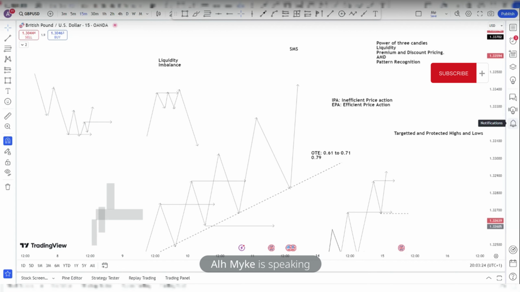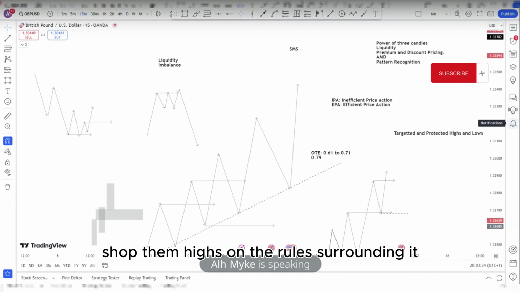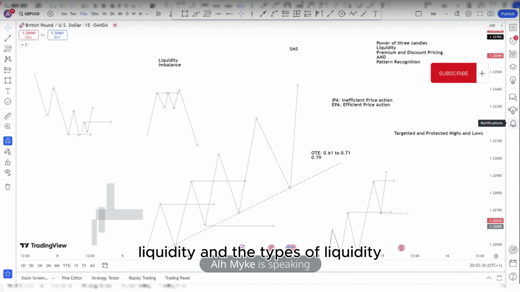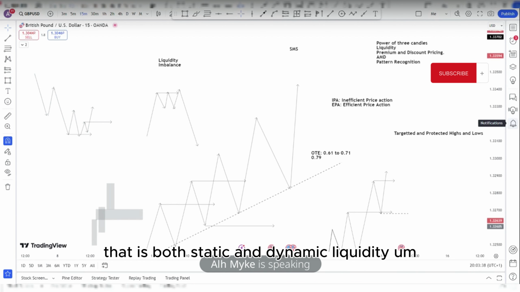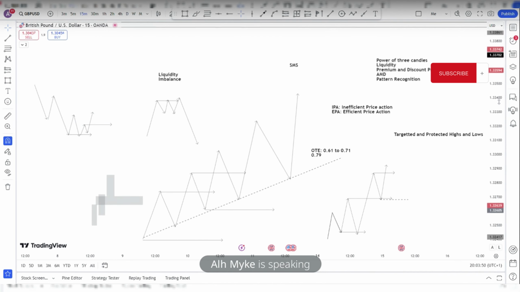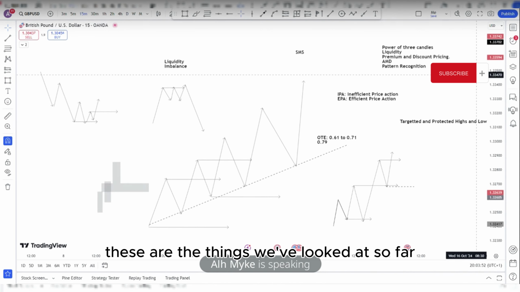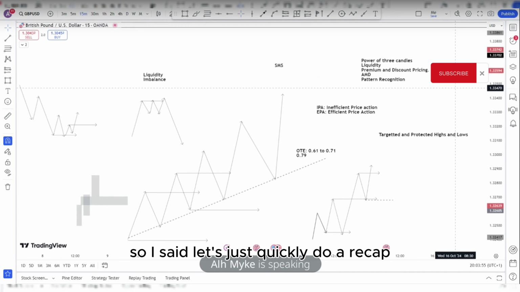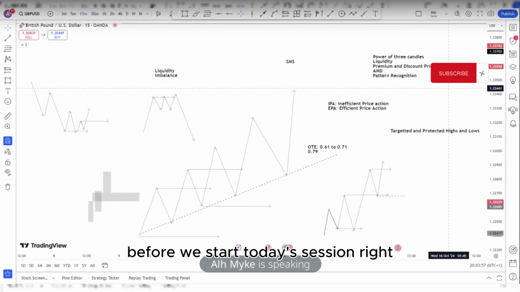It's echoing. Right, so I believe we treated targeted and protected highs and lows, efficient and inefficient price actions, short-term highs and the rules surrounding it, liquidity and the types of liquidity, that is both static and dynamic liquidity. We saw imbalances, right? Am I correct? I think those are the things we've looked at so far. So I said let's just quickly do a recap before we start today's session.